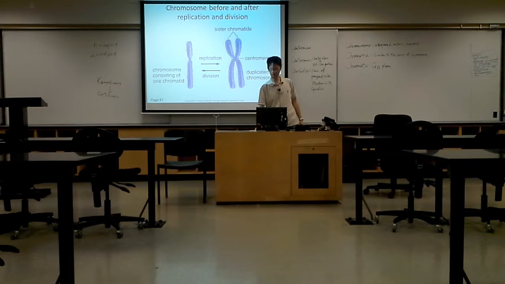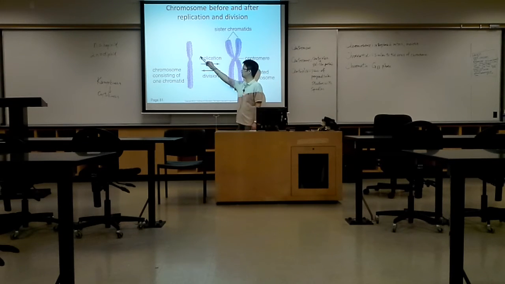splitting of the nucleus. So remember, before replication we have one chromatid. After replication we have two chromatids. But after karyokinesis and cytokinesis, we have only one chromatid.